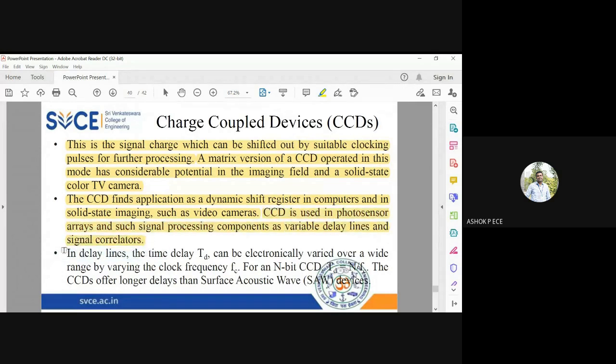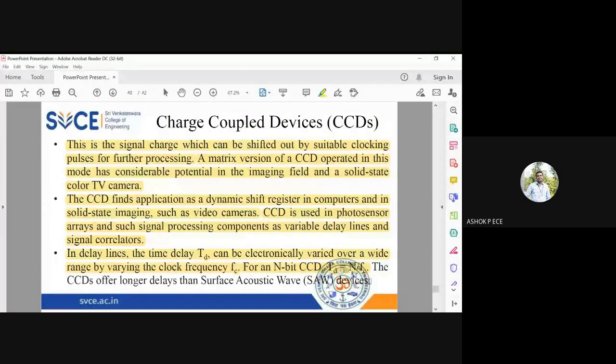In the delay line, the time delay can be electronically varied by varying the clock frequency FC. If you are going to use an n-bit CCD, the delay time is n by FC. For moving the charge from one potential well to another potential well, you take some finite amount of time, right? So there will be some delay. So time delay is given by n by FC. Time delay will be proportional to n, because the number of bits decides how much delay you will have when you shift from the first bit to the last bit.